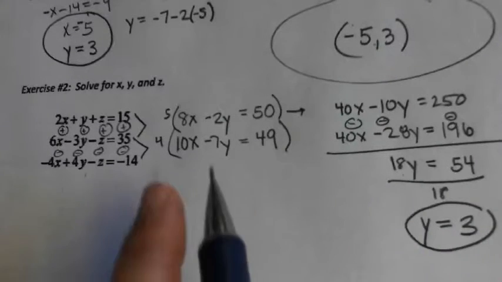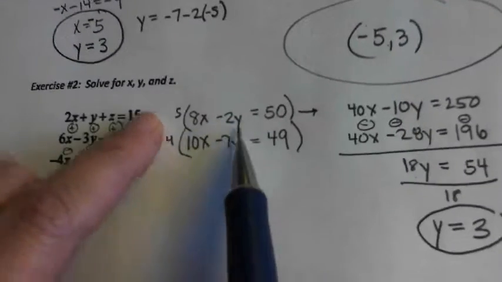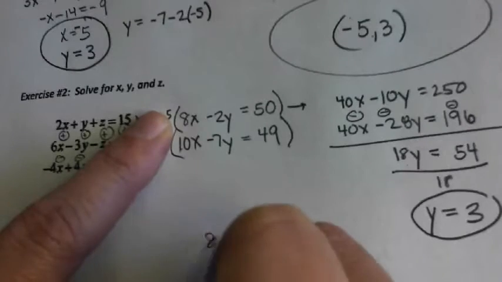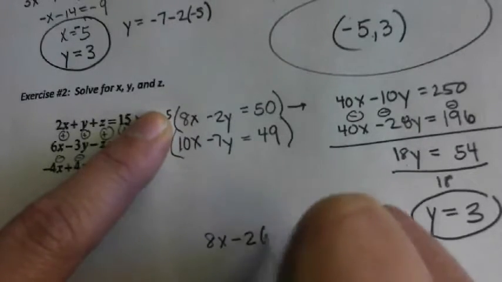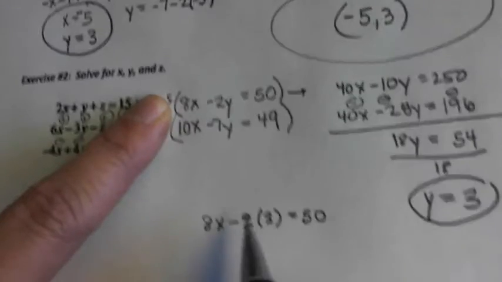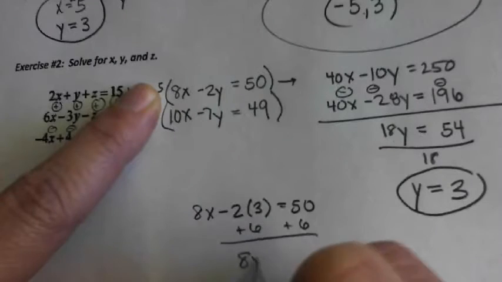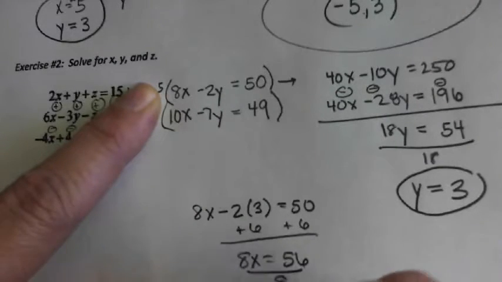So I go back to my previous layer, and I can go to either one of these equations, and if I know y, I'll do the top one. 8x minus 2 times 3. That's a minus 6, right? So I add 6 to both sides. I get 8x equals 56. Divide by 8, x equals 7.